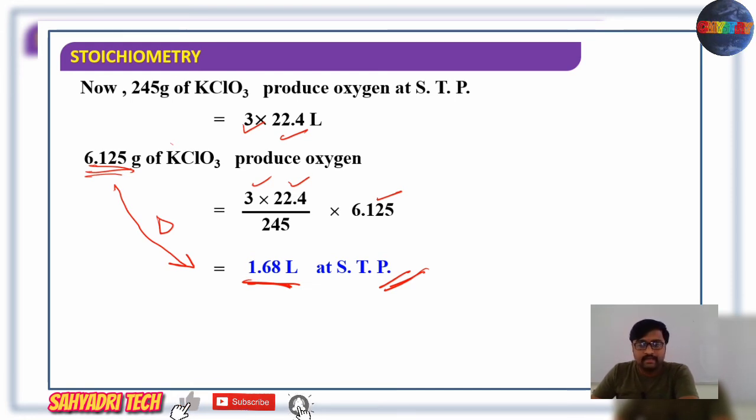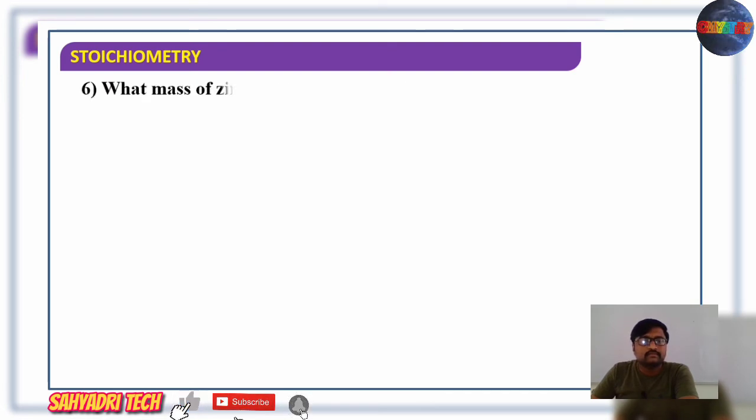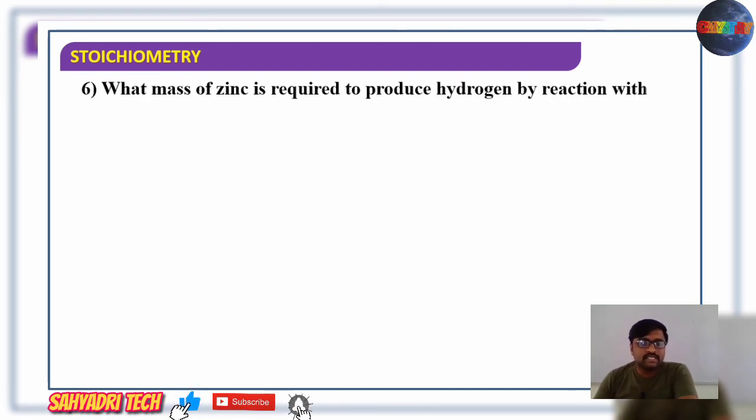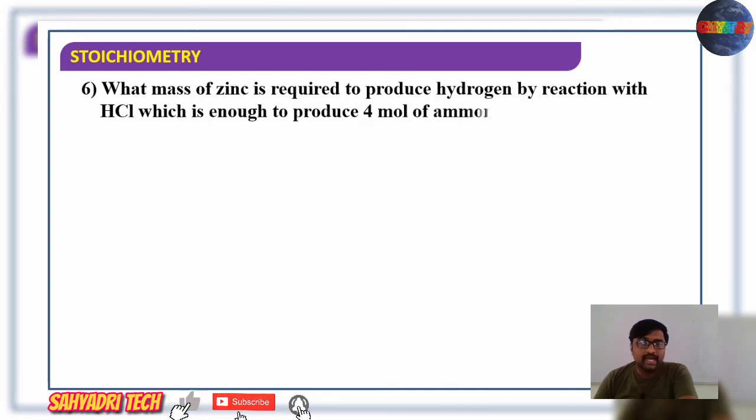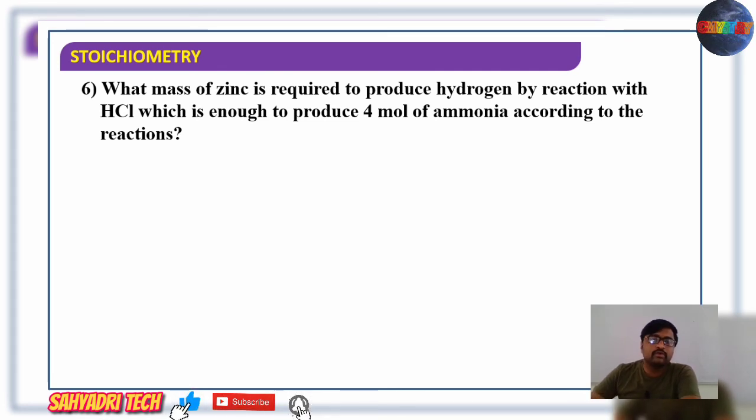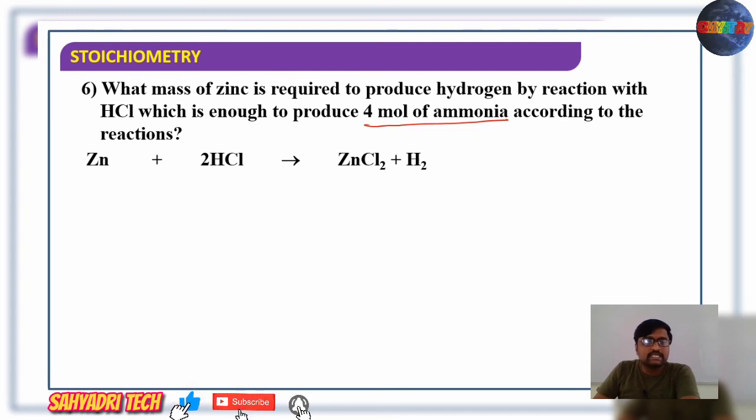Okay, yes. Then the next one: what mass of zinc is required to produce hydrogen by reaction with hydrochloric acid, which is enough to produce 4 moles of ammonia according to the reactions? See here, Zn is the reaction. When zinc is treated with mineral acids like hydrochloric acid, there will be formation of its salt, zinc chloride, plus hydrogen is liberated.